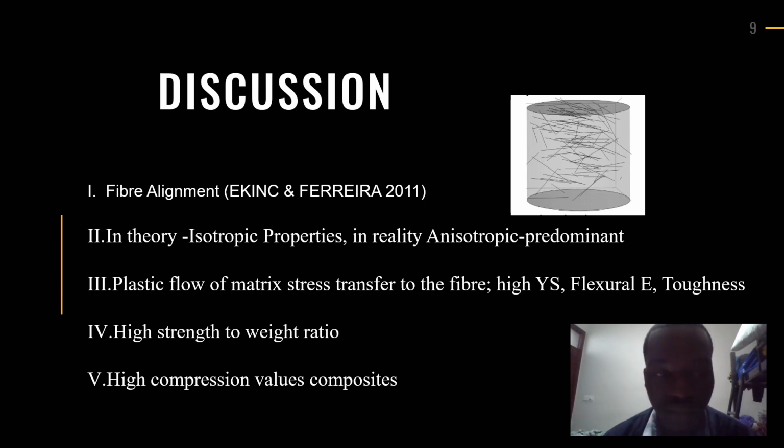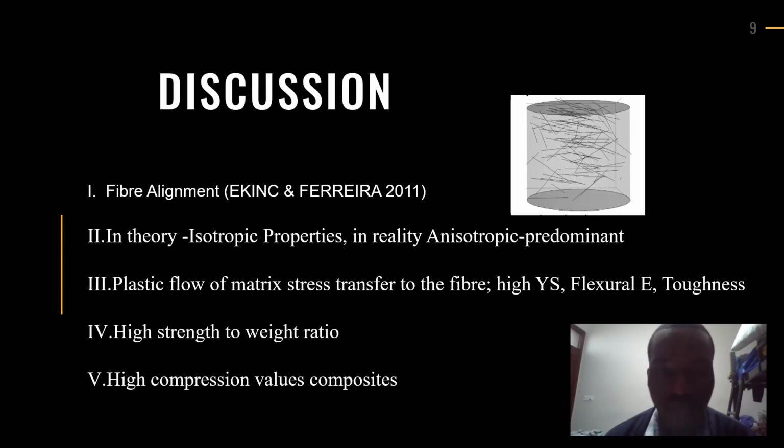In theory, therefore, we have isotropic properties. However, in practicality, we end up having anisotropic properties being more predominant, as we now have a sample which has more defined longitudinal and transverse characteristics of the fibers. There is a plastic flow of matrix stress to the fiber, and this leads to high yield strength, flexural modulus, as well as toughness. And this also explains why there are high compression values in composites compared to pure materials.